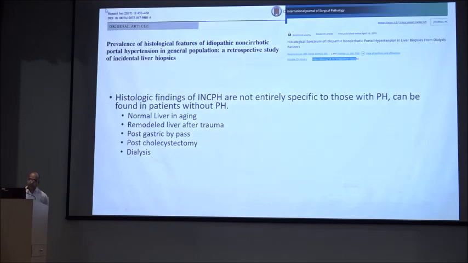But the issue is that the similar kind of morphological spectrum which we see in the liver biopsy can also be seen in normal liver with aging and remodeled liver parenchyma after trauma, post-gastric bypass surgery, post-cholecystectomy, and dialysis patients. So the similar picture that we saw in the PSVD or NCPH cases can be seen in physiological processes post-surgery or with aging or with trauma.